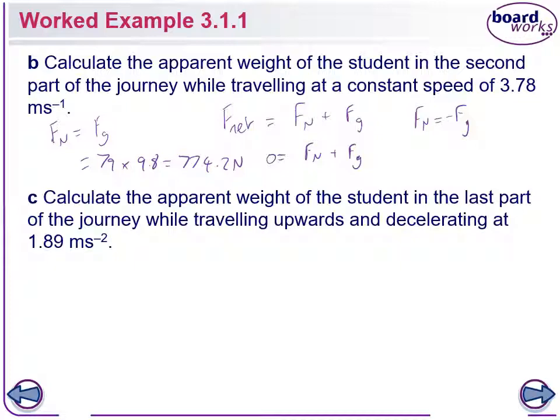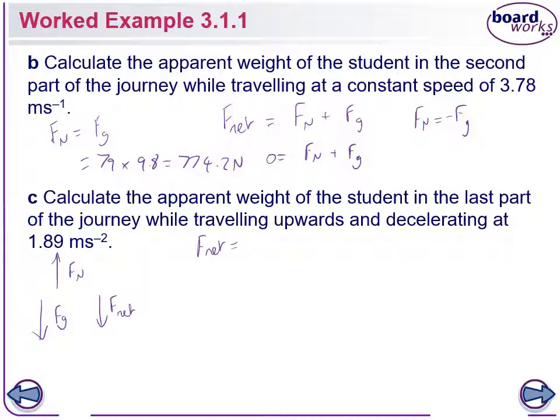Last one. Calculate the apparent weight of the student in the last part of the journey while they are travelling upwards and decelerating at 1.89 meters per second squared. All right, so again, we draw our force arrows here. Fg is down. Which way is Fn? Normal force. Still up, it's still the floor pushing on them. And what about Fnet? Down. We're decelerating upwards, so the net force has to be down.